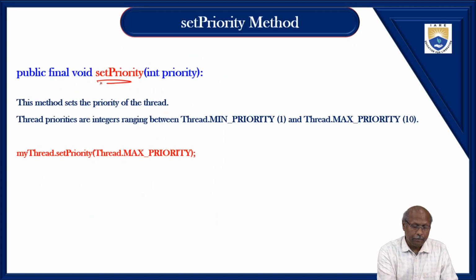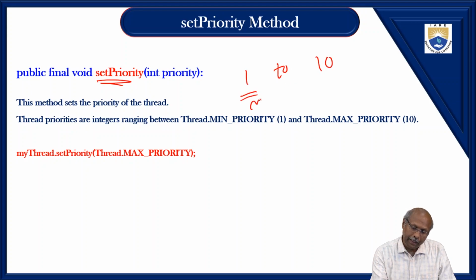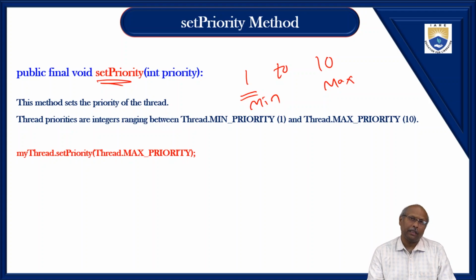Similarly, you can set the priority with the help of the set priority method. And I told you the priority values start from 1 to 10. 1 is the minimum priority and 10 is the maximum priority. Whenever you create a thread, by default the priority is 5, that means average priority. If you want to change the priority, you can change it with the help of set priority. Min priority, max priority, so you can assign the value also. That is part of the thread class.